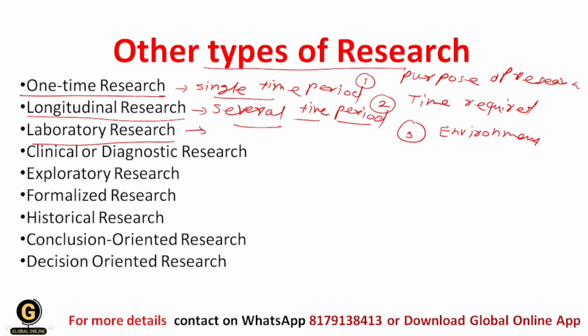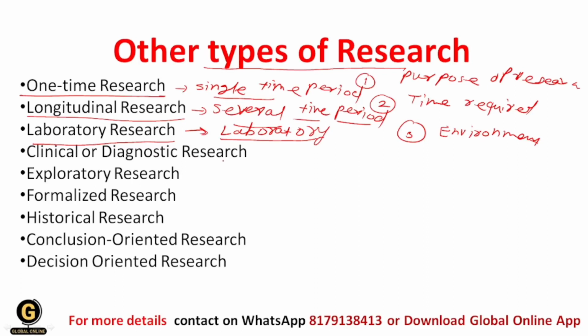Then next is laboratory research. As the name suggests, the research is done in a laboratory, for example, experimental type of research. In experimental research, we do the experiments in a controlled environment, for example in the laboratory, and that's why it is called laboratory research.